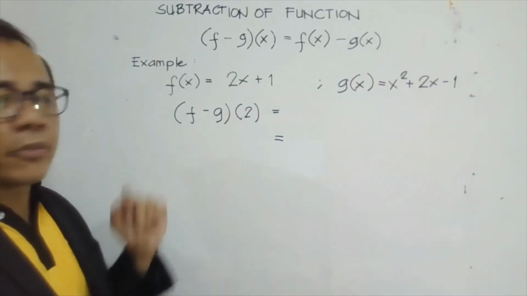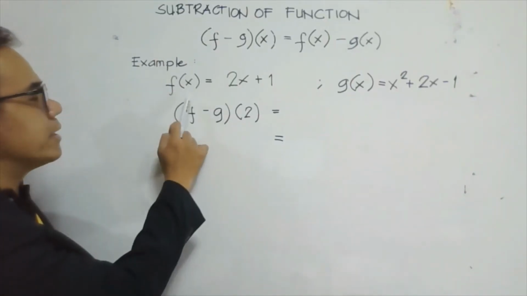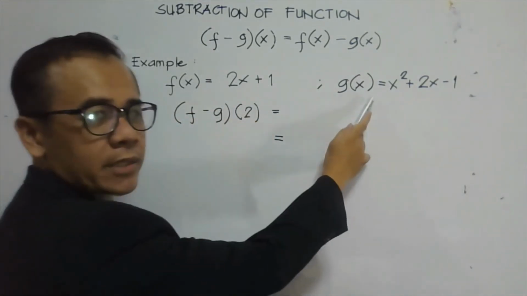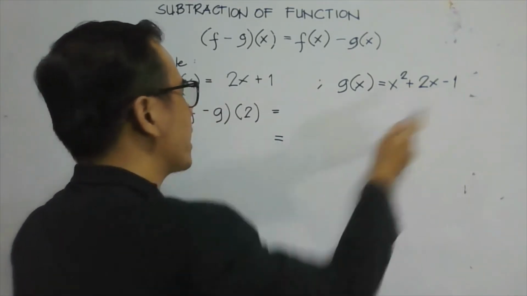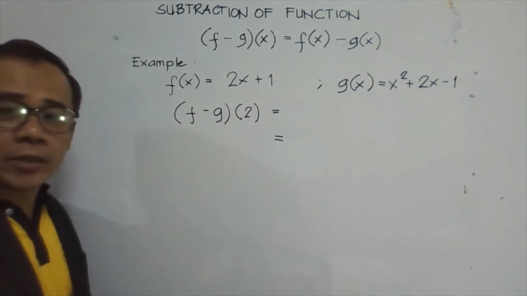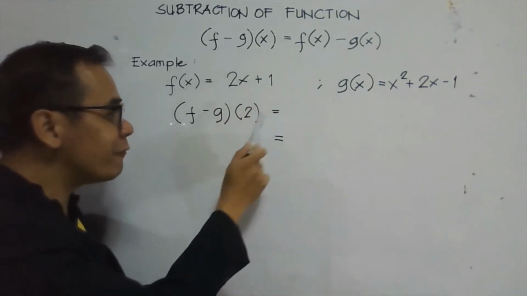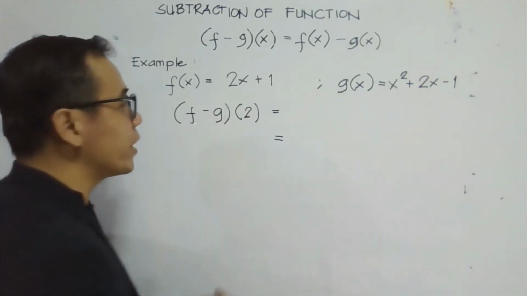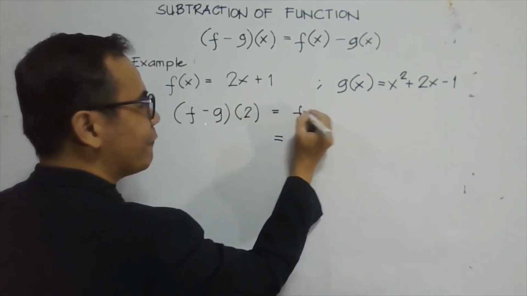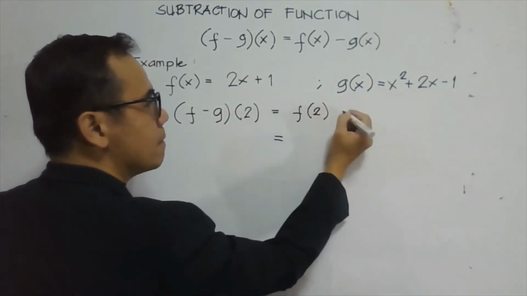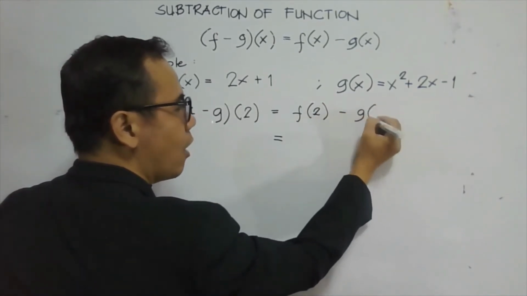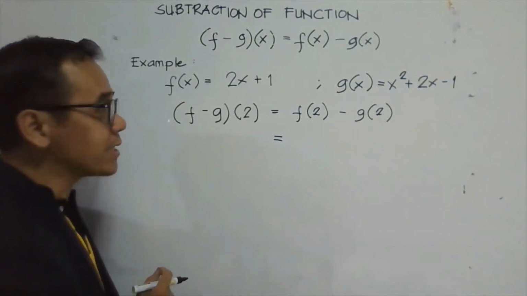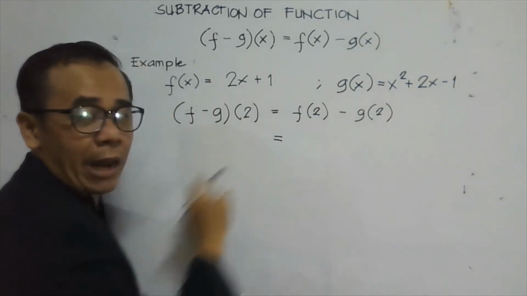So we have here another example. Our given is f of x is equal to 2x plus 1, and our g of x is equal to x squared plus 2x minus 1, and we are asked to find the difference of these two functions if x is equal to 2. So how are we going to solve for it? So we have now the f of 2 minus the g of 2. So replacing now all the variable x in the given functions with the value of 2.